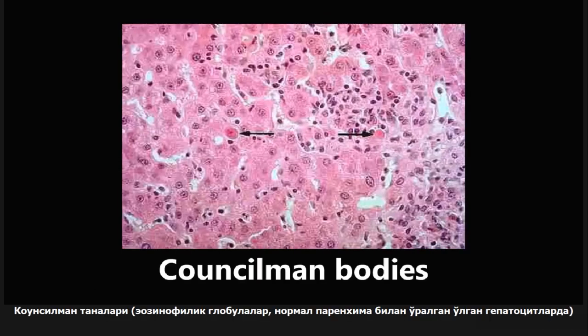This next image is an example of Councilman bodies. These are eosinophilic globules, very pink as we can see. Eosinophilic globules of cells that represent dying hepatocytes surrounded by normal parenchyma. So let me say that again. These Councilman bodies right here are eosinophilic globules of cells that represent dying hepatocytes surrounded by normal parenchyma. So what we're seeing here are dying hepatocytes due to liver damage.